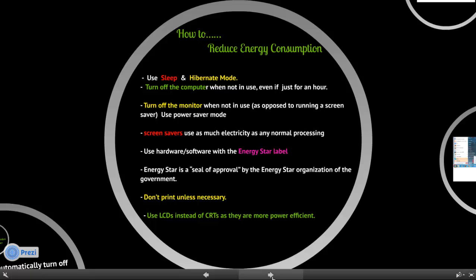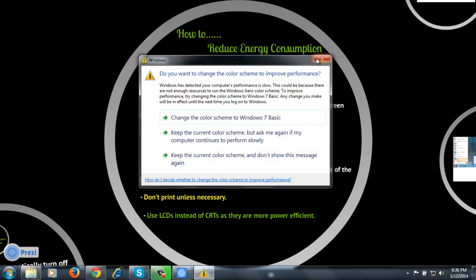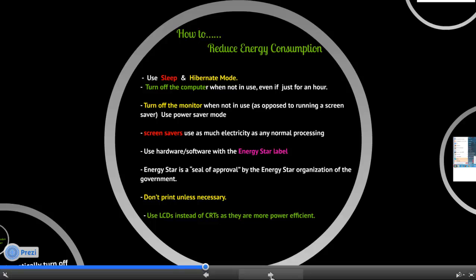So let us see how to reduce energy consumption. We can make the computer go into sleep mode or hibernate mode. I will tell you these things in detail, how to put the PC in sleep mode and hibernate mode. As I told you, turn off the computer when not in use, even just for half an hour.